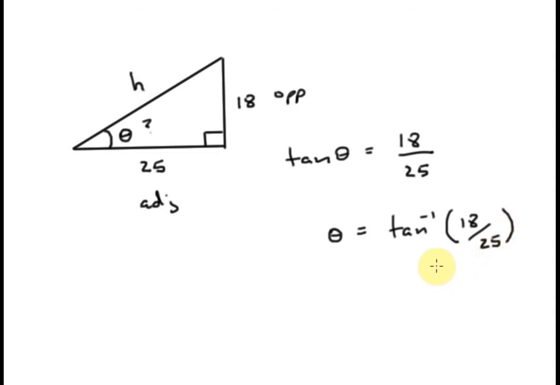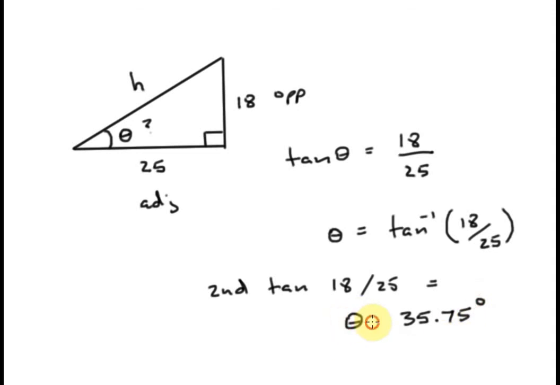So you have to figure out how to do this on your calculators. Sometimes you do the 18 divided by 25 and then hit equals, and then go second function tangent, or on some calculators you go second function and then tangent, and then you put in the 18 divided by 25 and then hit equals. So you have to play around a little bit with your calculator. Here's what I got. If I was working to 2 decimal places, I got 35.75. This would be degrees, because this is solving for angle theta.